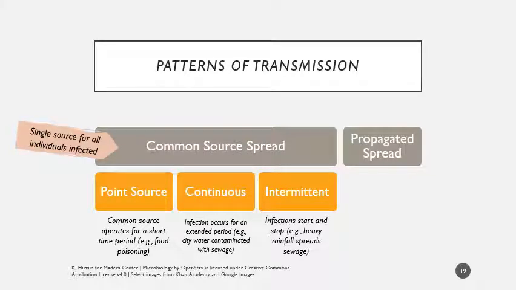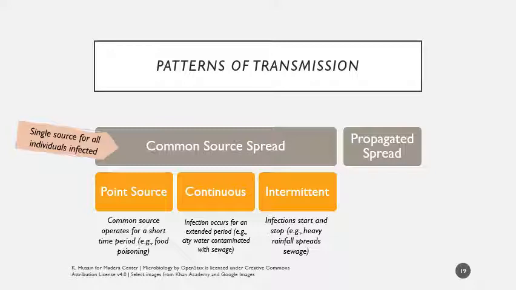Then with intermittent, infections start and stop with various stimuli. So for example, if there's a lot of rainfall and that spreads sewage around and causes an infection, it's a common source, but it will stop when the rain stops.